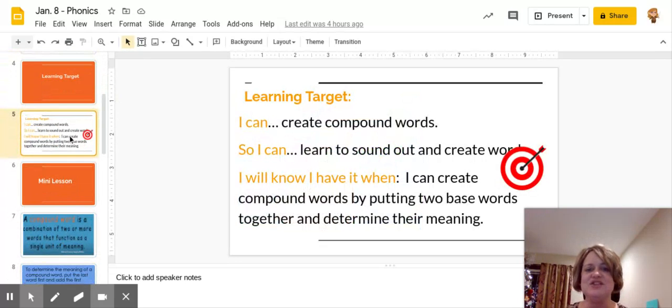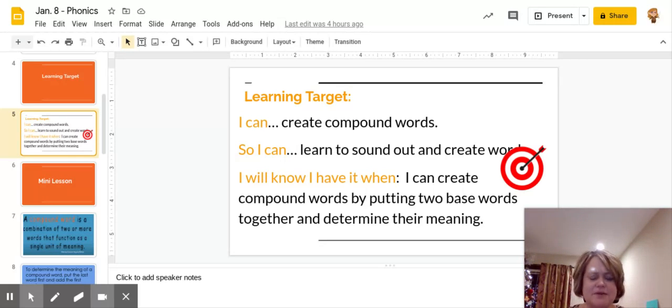Today, let's go ahead and jump in and look at our learning target. Just a little extra today with our learning target. It says I can create compound words. Yeah, I can do that. So I can learn to sound out and create words. So not only do I want you to be able to create it, but I want you to be able to read it. Okay, so we're sounding them out and creating them.